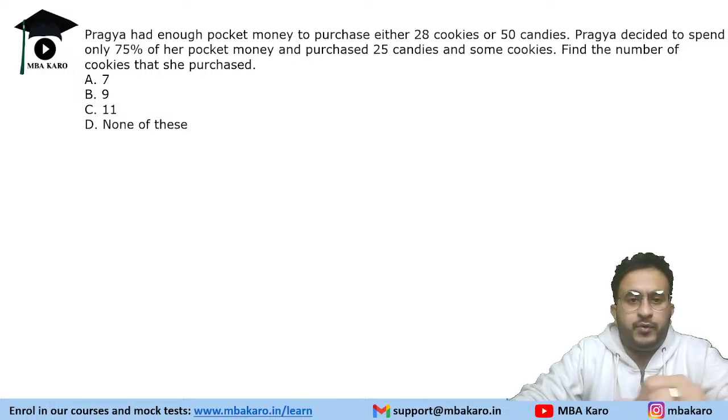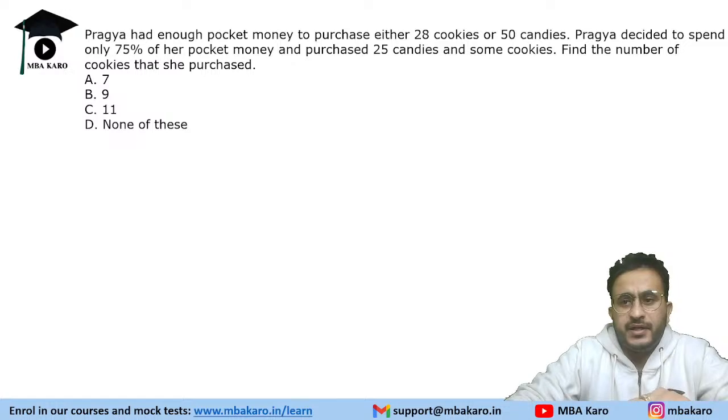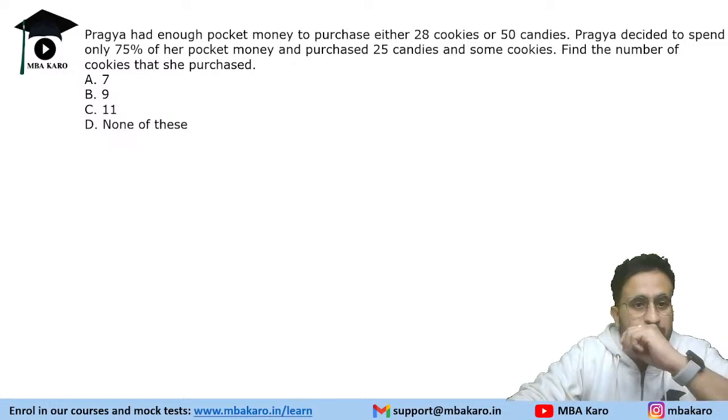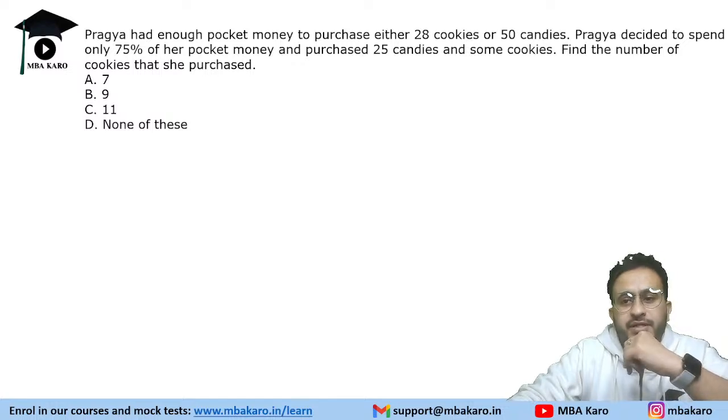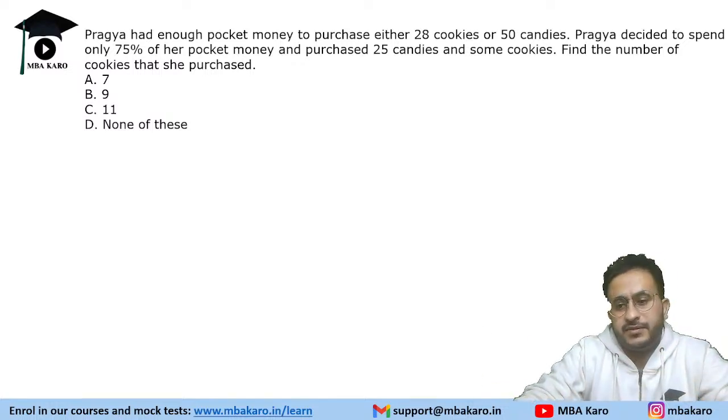Pragya had enough pocket money to purchase either 28 cookies or 50 candies. Pragya decided to spend only 75% of her pocket money and purchase 25 candies and some cookies. Find the number of cookies that she purchased.